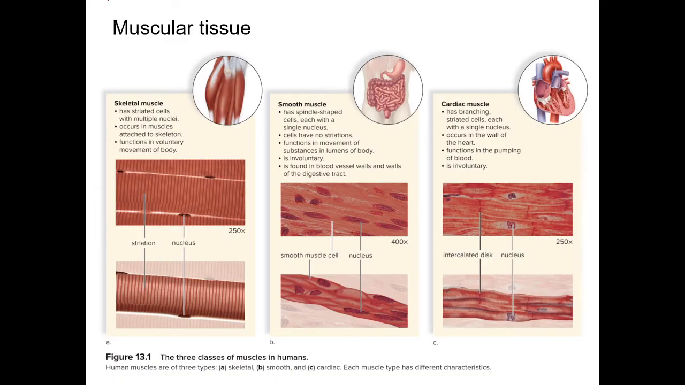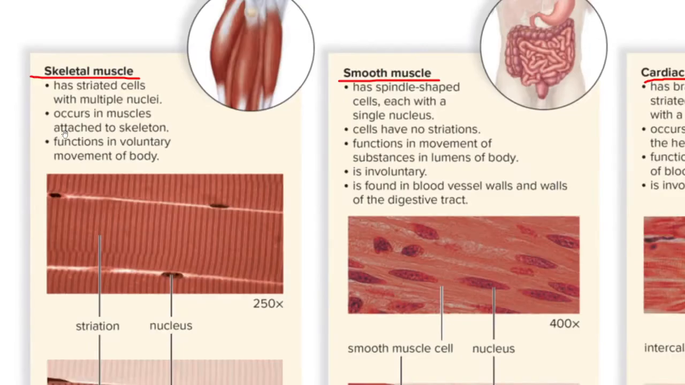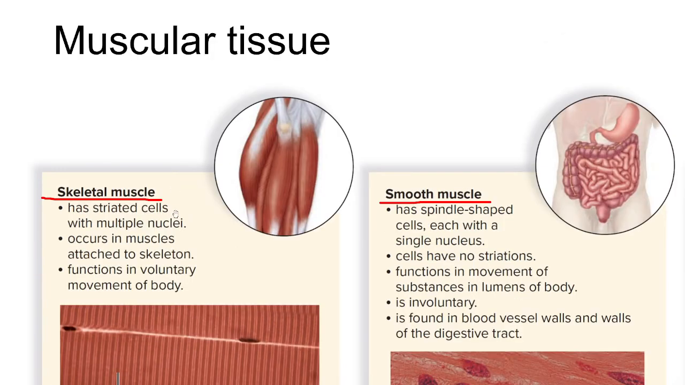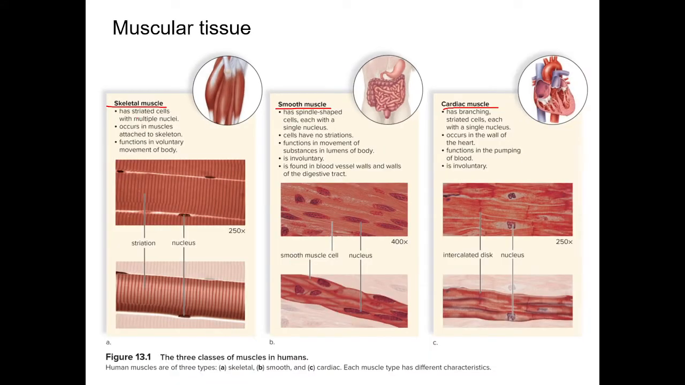Next tissue that we need to see is the muscular tissue. There are three types of muscular tissue. The first one is skeletal muscles, second one is smooth muscles, and third one is cardiac muscles. Now, if you see the skeletal muscles, they are striated cells. Striated cells with multiple nuclei are present.